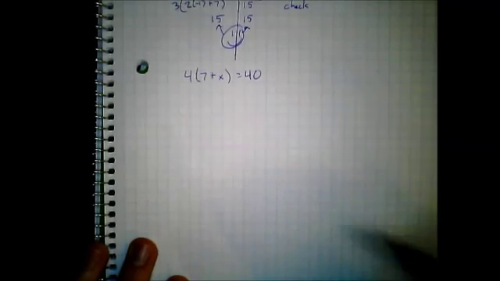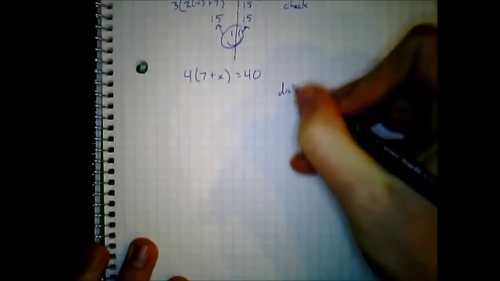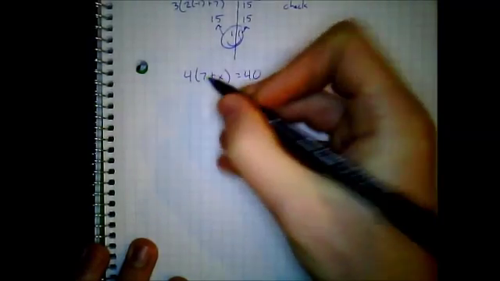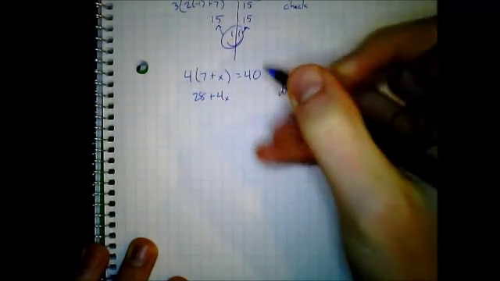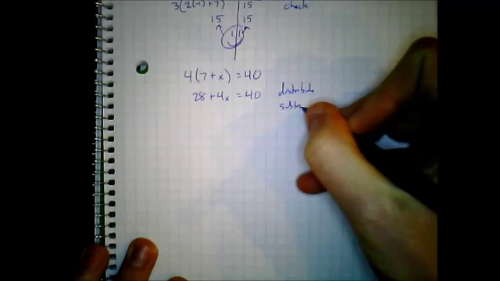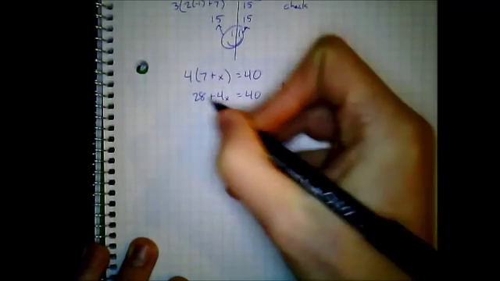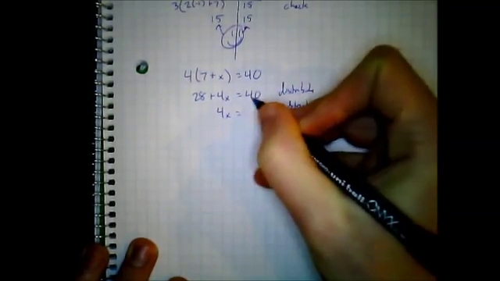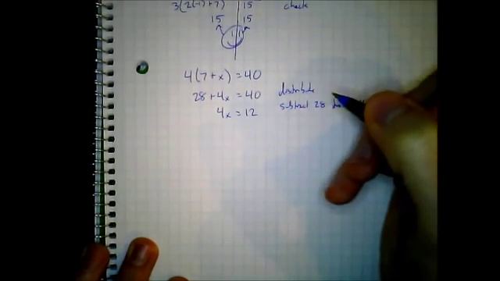Okay, so we notice we have an equation we want to solve to figure out for what value of x is going to make this true. So I notice the very first thing we need to do is distribute. 4 times 7 is 28. 4 times x is 4x. This equals 40. I notice I can subtract 28 from both sides. So 28 take away 28 is gone, leaving my 4x. 40 minus 28 is 12.